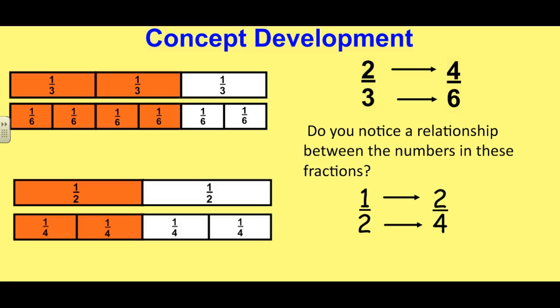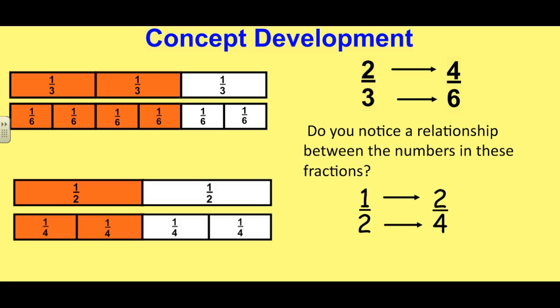Okay, when you're looking at the models on the screen, and you can see what is shaded orange for the top two rectangles and what is shaded orange for the bottom two rectangles, you can see that they both have the same amount of space shaded, so that tells me that those are equivalent fractions. And at the top we have 2/3 and 4/6, and those are equivalent fractions. And then on the bottom we have 1/2 and 2/4, and those are equivalent fractions.